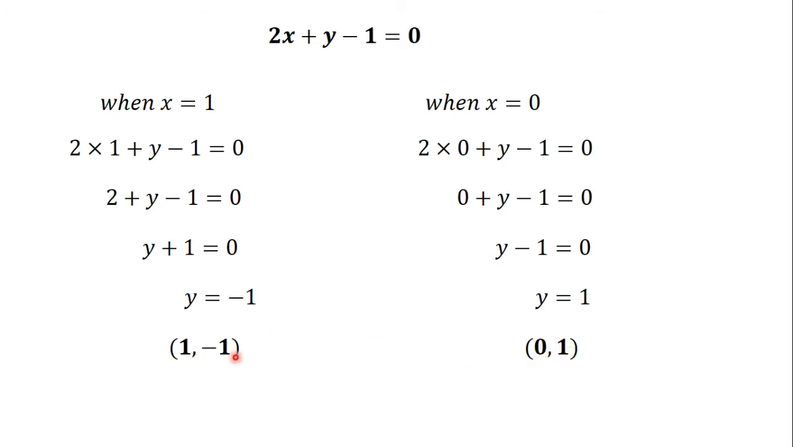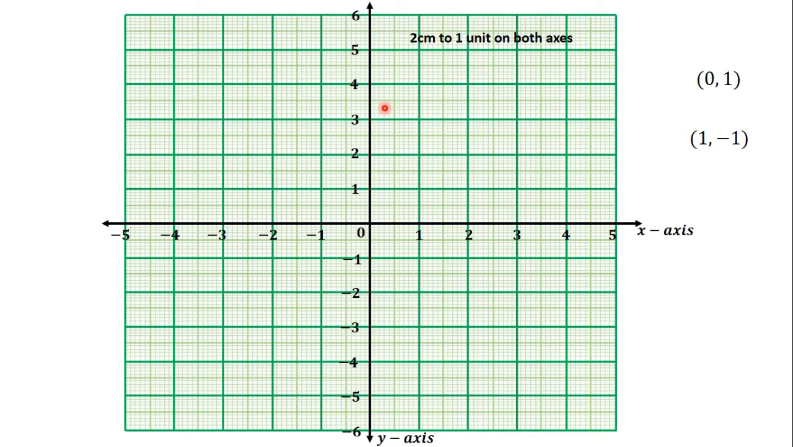Now we are going to plot these points on a graph sheet so that we can draw the line 2x + y - 1 = 0. The question said we should choose an appropriate scale. The points I'm going to plot are (0, 1) and (1, -1). So I chose a scale of 2 centimeters to 1 unit on both axes. On the x-axis, I'm going to use 2 centimeters to 1 unit, and on the y-axis, I'll use 2 centimeters to 1 unit.